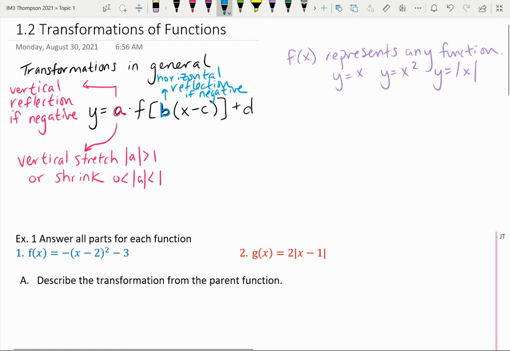If the number in front of x is negative, then that causes a horizontal reflection. And depending on the value of b, it causes a horizontal stretch or shrink. Now, this is a new idea that we haven't talked about before in previous math classes. And we will touch on it a little bit here for exposure. We won't do a lot of it, but it's something to be aware of.